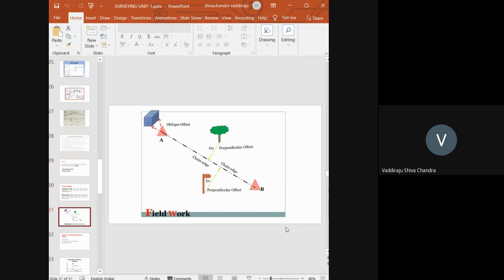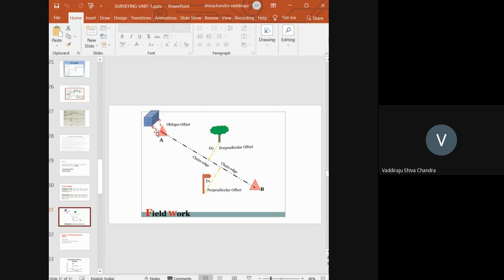Okay. So you can see in this figure, these are two stations A and B, the main chain line, and you're having three objects here, right? One object is D1, D2, D3, oblique offset, perpendicular offset. The distance measured vertically from the chain line, that is perpendicularly from the main chain line to the foot of the object, is nothing but the offset, this portion. This is called offset. This is also called offset. These two are at 90 degrees to the main chain line. That is why we call it perpendicular offset.